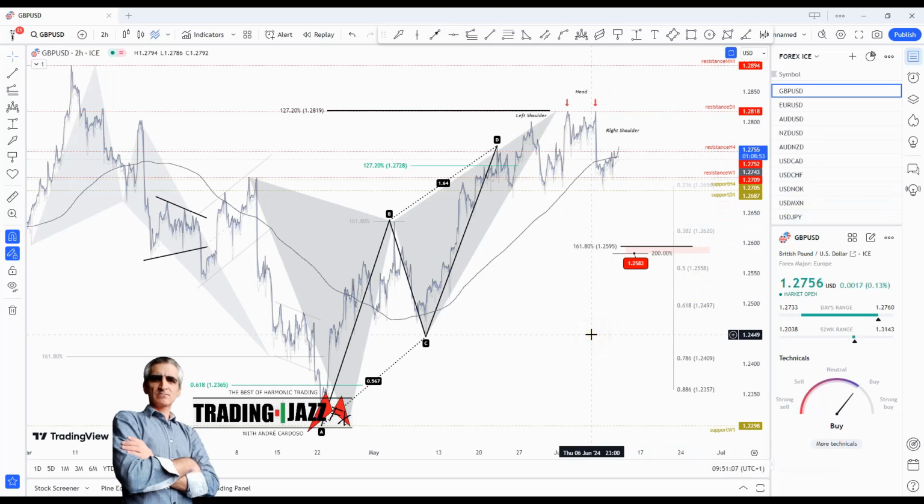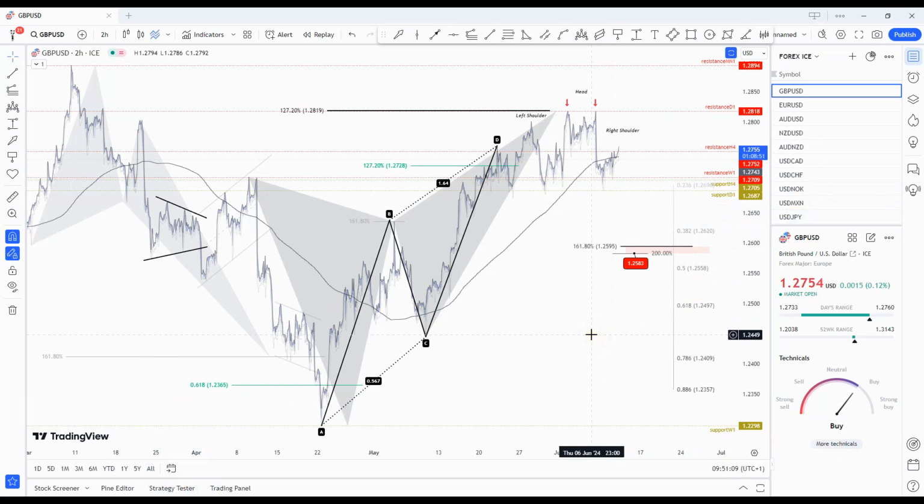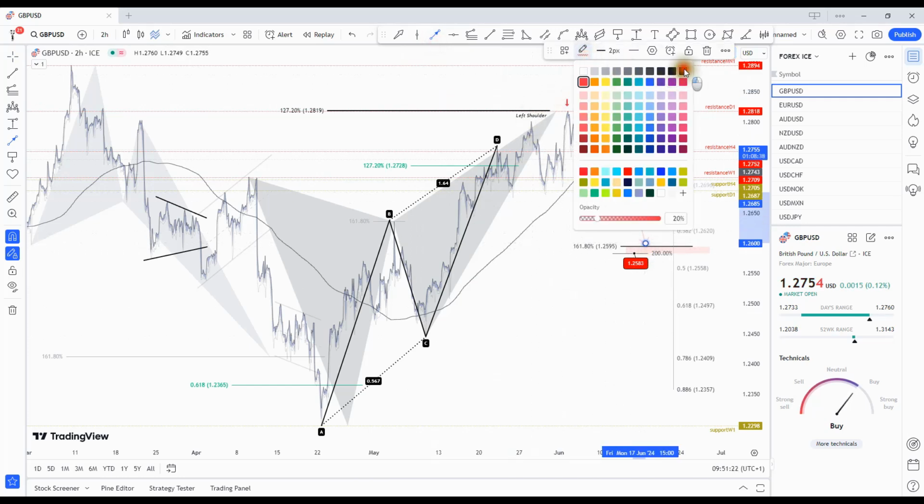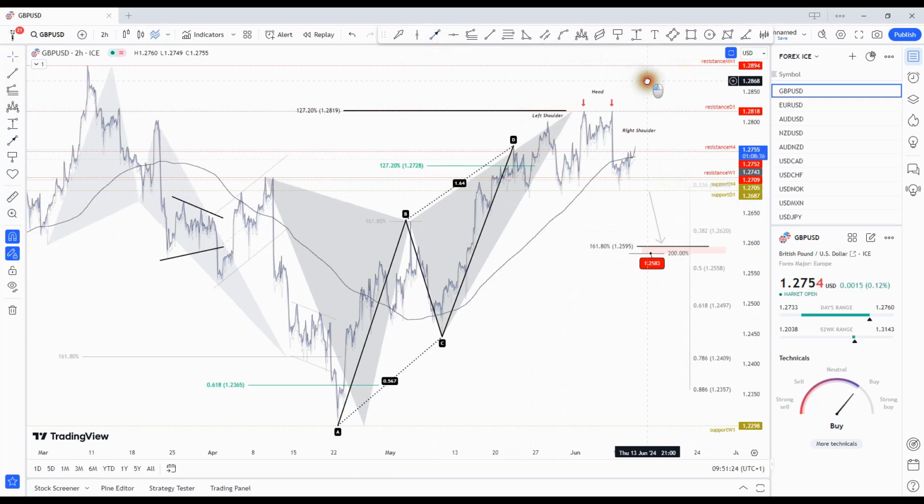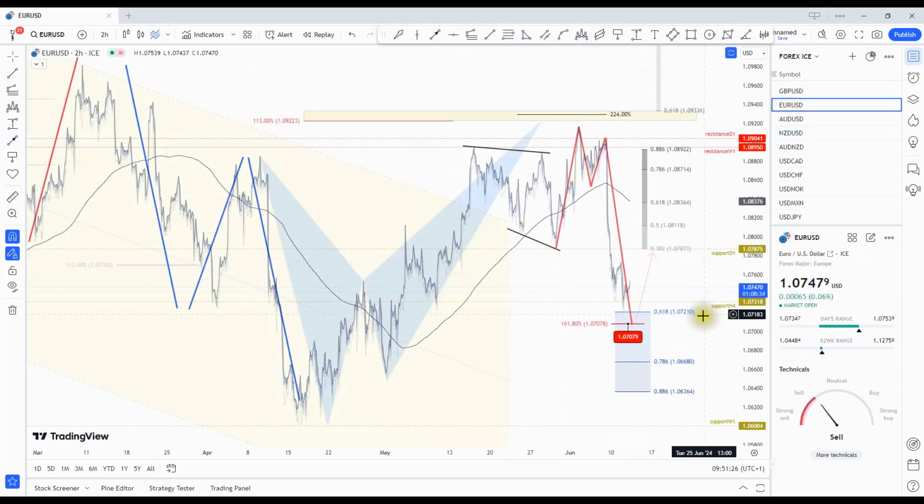For today, let's start with the cable. I'm seeing the potential for the head and shoulders pattern formation for the cable. We have support at 126.87. I believe that a fall below this fractal level should trigger a move to the downside. Let's see how the market unfolds for today's sessions.